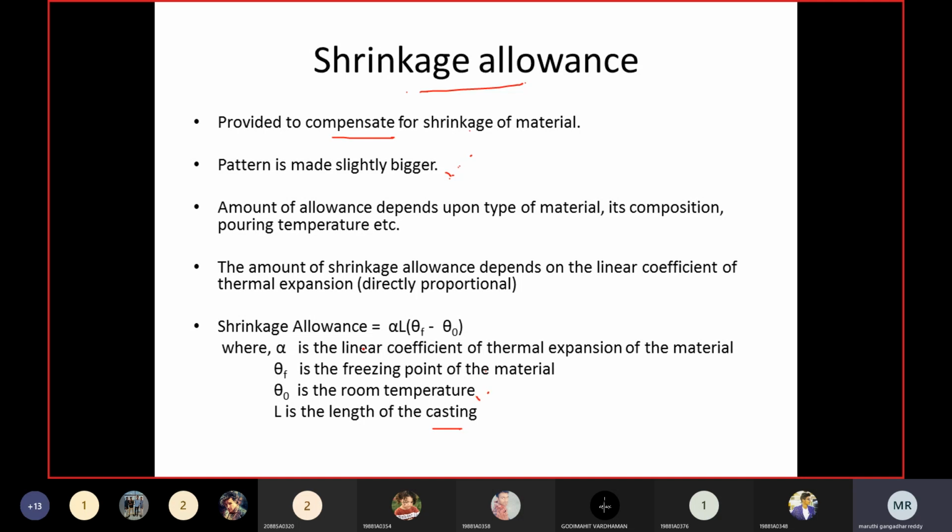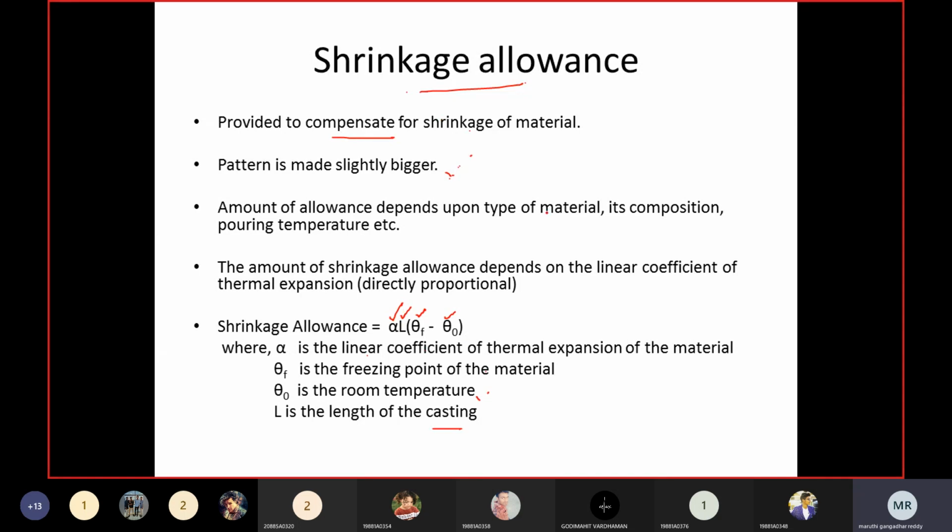That means, on what factors will the shrinkage allowance value depend? The shrinkage allowance value will depend upon the linear coefficient of thermal expansion of the material, the length of the casting, the freezing point of the material, and the room temperature. That means based upon all these points, the shrinkage allowance will depend. Again, it will vary from material to material.